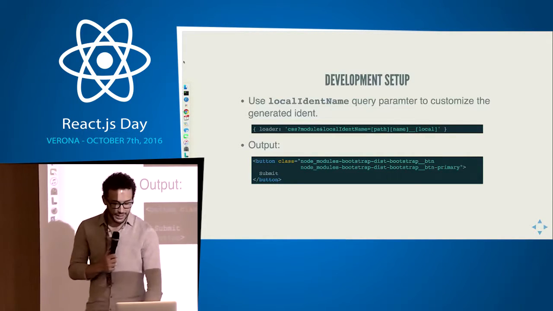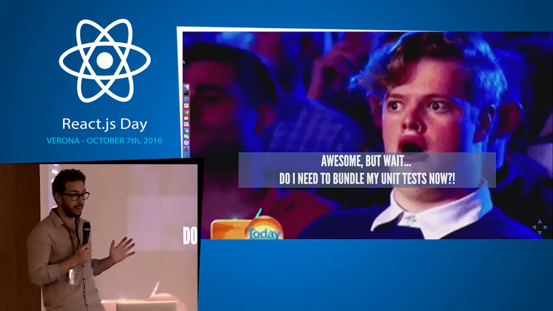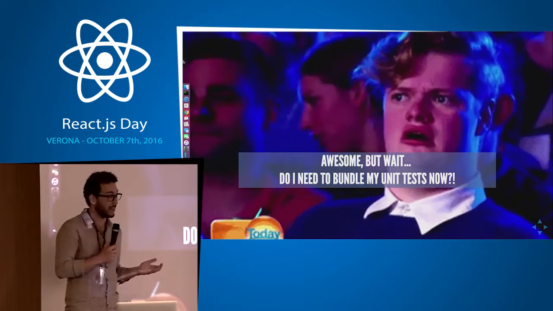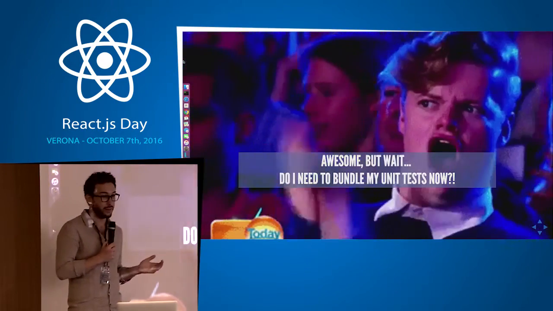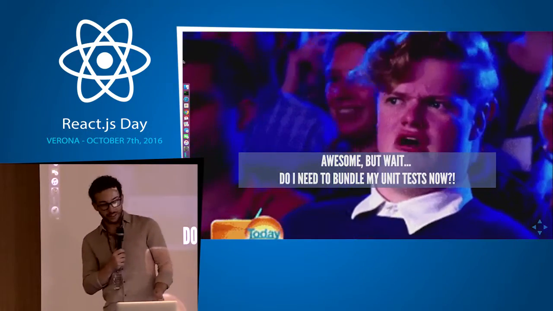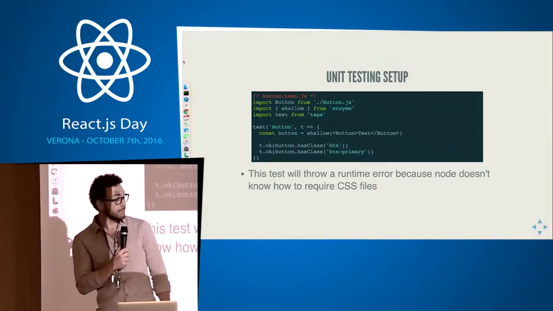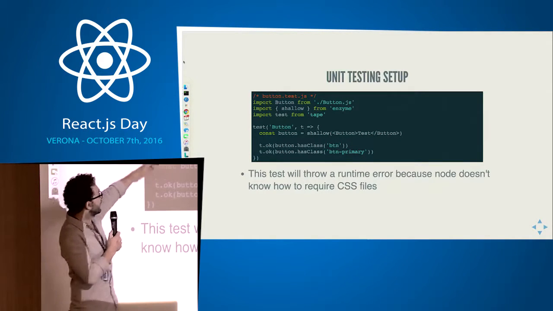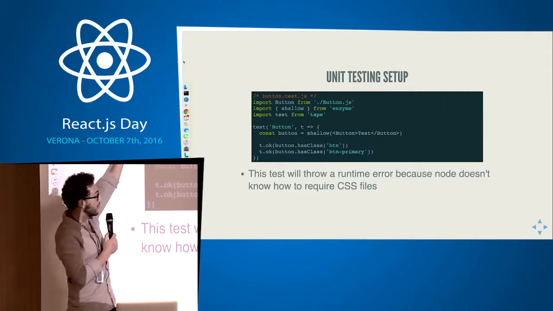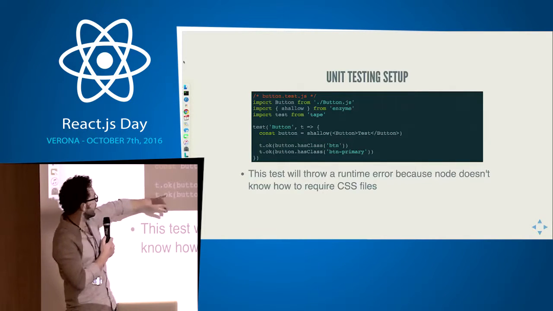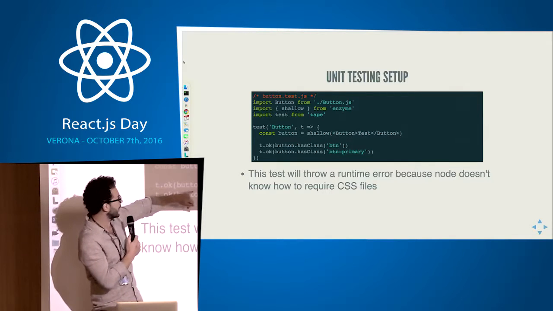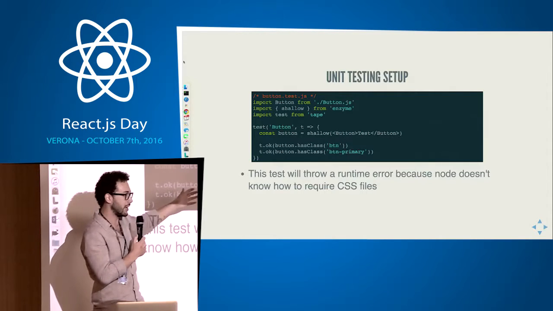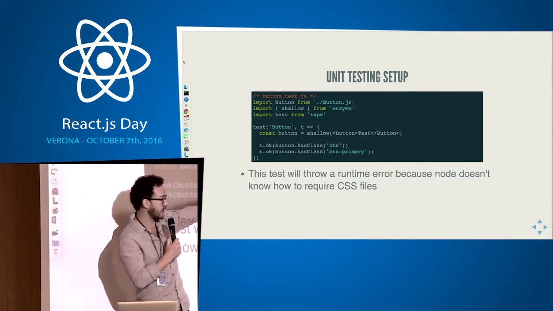And I hope now you'll be like, okay, that's awesome. But wait, if I have unit tests, do I actually have to bundle my unit tests now before running them? Which everyone knows is really slow, right? And the good answer to that is that there's another solution to that problem, which I call the unit test setup. So let's say you have the button, you import it, and you use Enzyme for testing or whatever. And this is probably how your test should look. So you want your button to just test class button and button primary. So you don't want to deal with the global class names. You just want to test for the local class names, right?